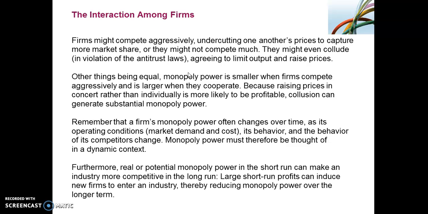Other things being equal, the monopoly power is smaller when firms compete aggressively, as is mentioned earlier, and larger when they cooperate. Remember that collusion and how we actually have the Competition Act that prohibits the cooperation in terms of them agreeing about either setting prices similarly or limiting their output.